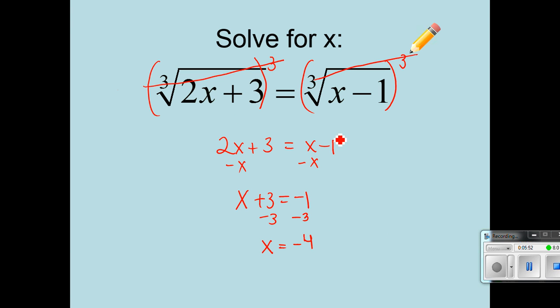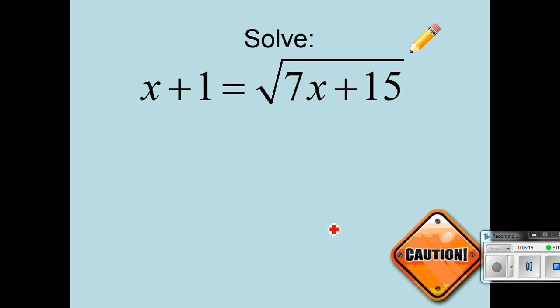I'm going to check it back in the original problem. So the cube root of negative 4 times 2 is negative 8, plus 3 is negative 5. Am I going to get the cube root of negative 5 on the other side? Let's see. Negative 4 minus 1. Yep, it's the cube root of negative 5. That checks out. This is the solution. X equals negative 4. Okay, let's try another one.